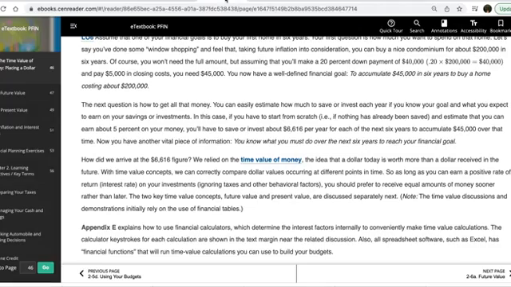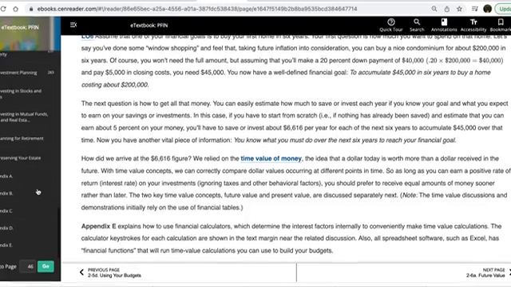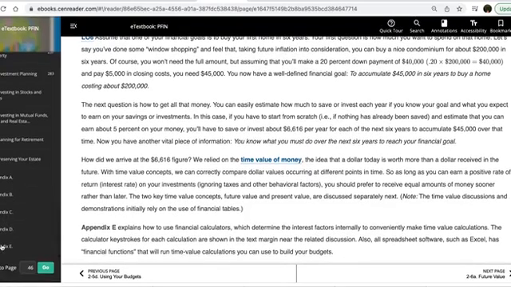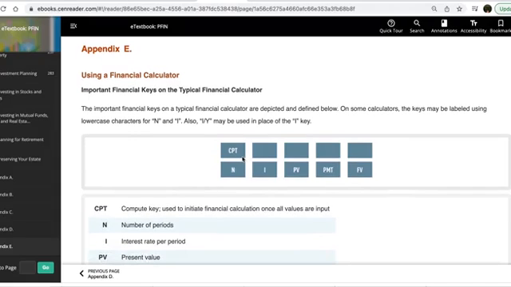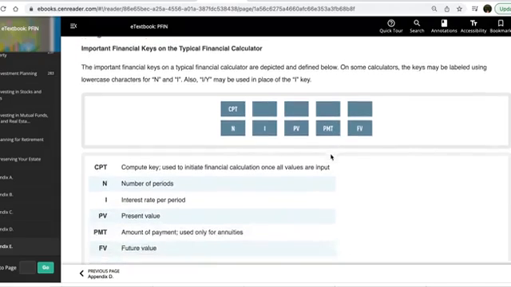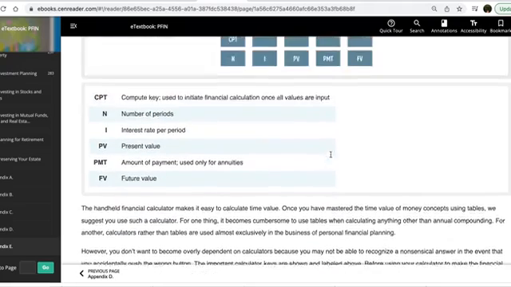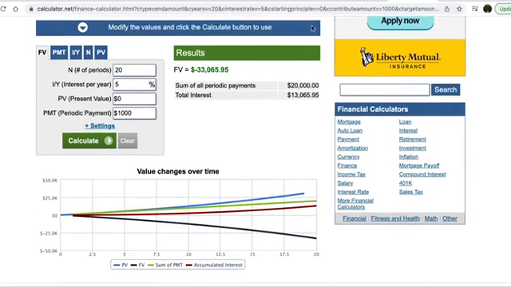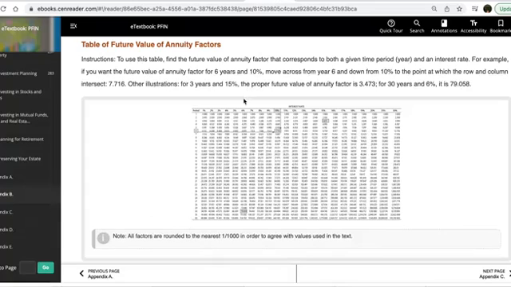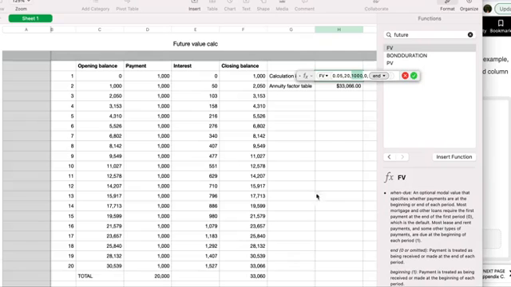So your text talks about the time value of money, and then it tells you to go look at these appendixes, A, B, C, D, and E. A is future value, B is future value of annuities, then present value of annuities, and then I forget what the last one is. Let's see. Oh, the last one is how to use a financial calculator. So that's basically what we're doing here. We're using an online financial calculator. Okay, so let's go back to our Excel file.